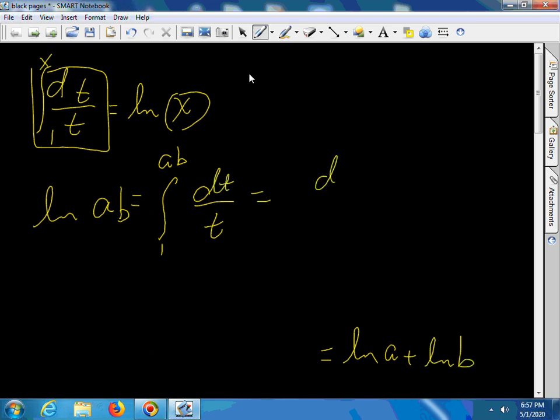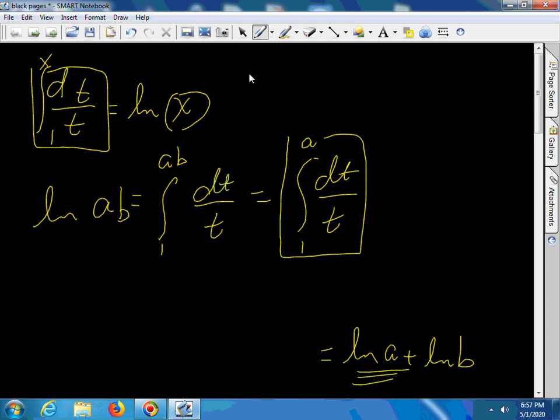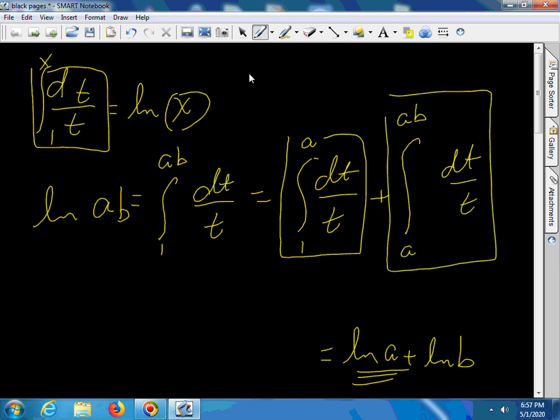So I looked at this carefully. I have 1, and if I went to a, then that's ln of a. Got that, so I'll do that. But then I have to pick up at a and then go to ab. Then I cross my fingers that this is just ln of b.